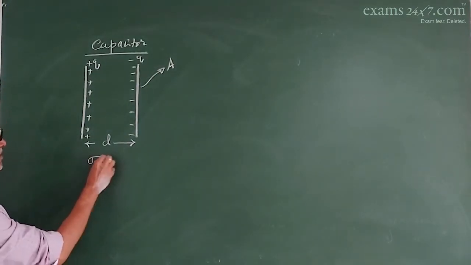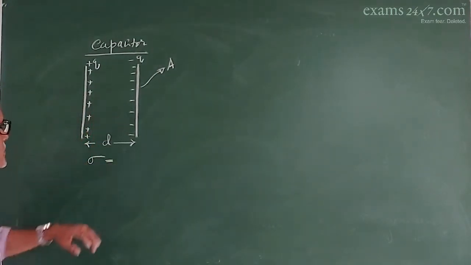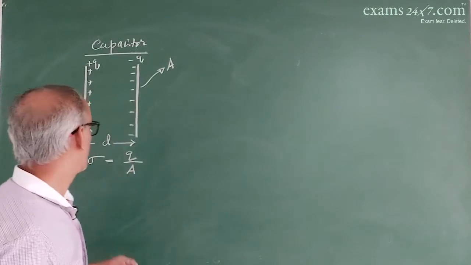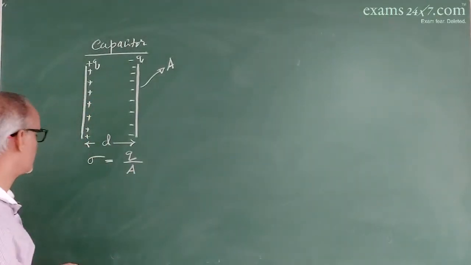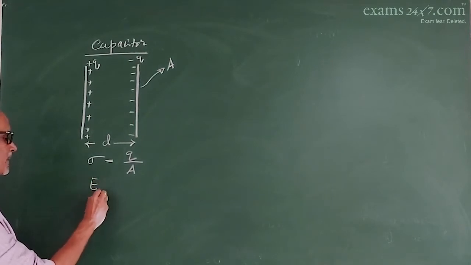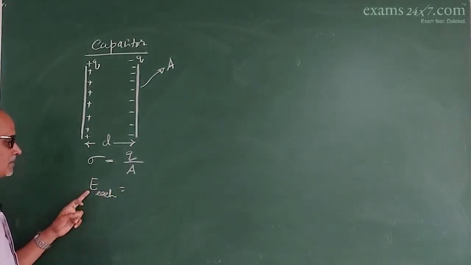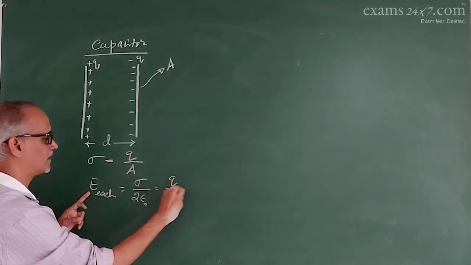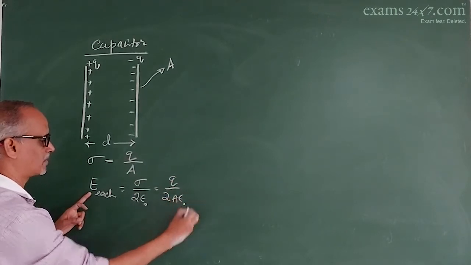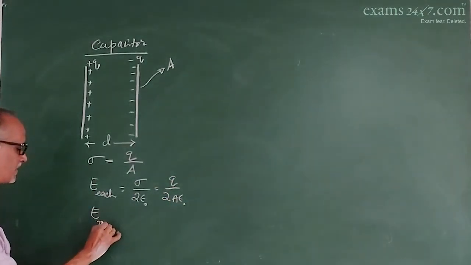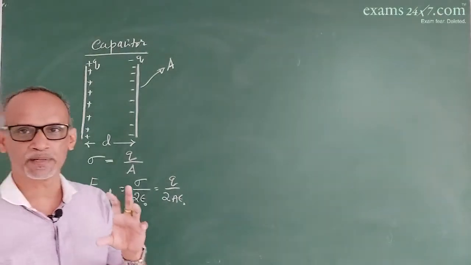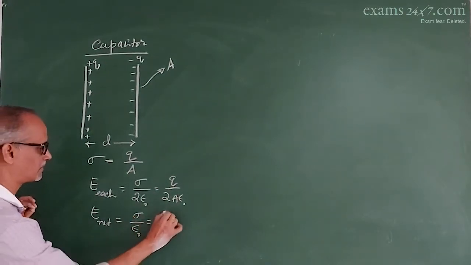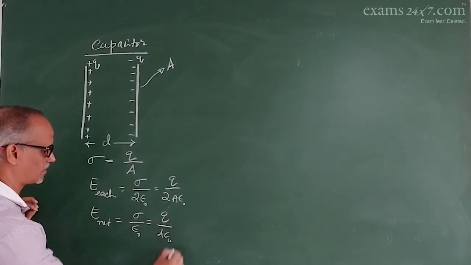So what is the surface density of the charge on each plate, which is charge per unit area, Q by A. And we assume that these plates are very close to each other, so the electric field due to each plate is given by sigma by 2 epsilon naught, where sigma is Q by A, so it's Q by 2 A epsilon naught. Then what is the net electric field in between? This is the electric field produced by each plate. So the net electric field between the plates is sigma by epsilon naught, which is Q by A epsilon naught.